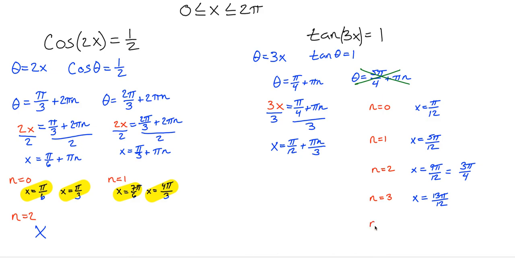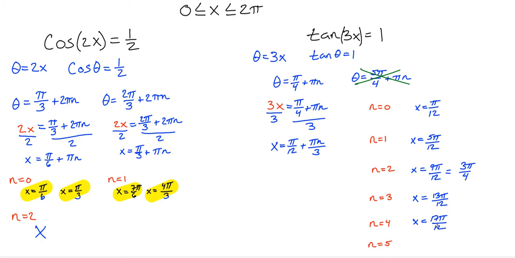Next we'll say, all right, well, what happens if n is equal to 4? Well, if n is equal to 4, we're going to have pi over 12 plus 4 pi over 3. And pi over 12 plus 4 pi over 3 is going to be 17 pi over 12. So we'll say that x is equal to 17 pi over 12. 17 pi over 12, still less than 2 pi. Keep going.